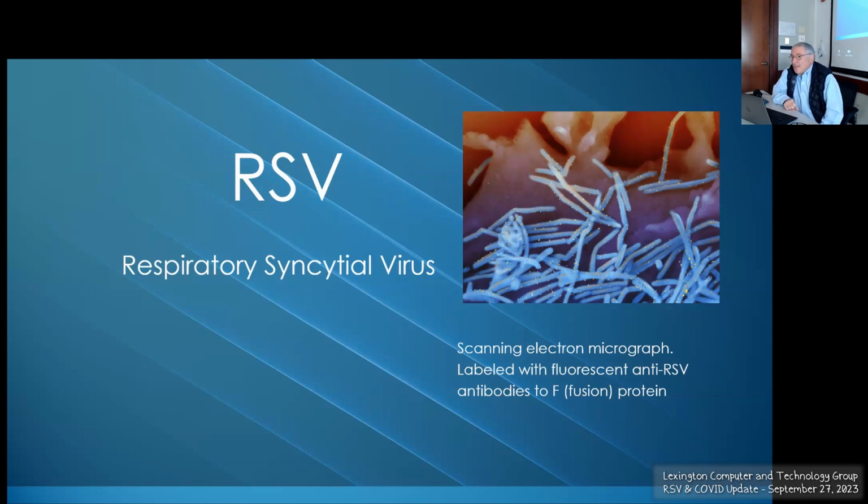Yeah. Okay. So the first part of the talk is on respiratory syncytial virus. And you can see in the upper right-hand corner, a scanning electron micrograph. It's labeled with fluorescent anti-RSV antibodies. Now, listen carefully. It's going to come up over and over: the fusion protein. That's sort of the most exciting part of this.